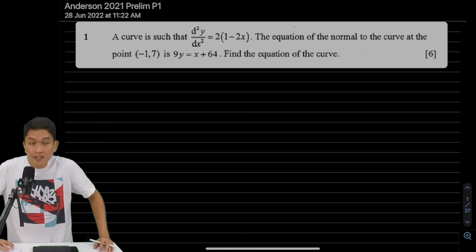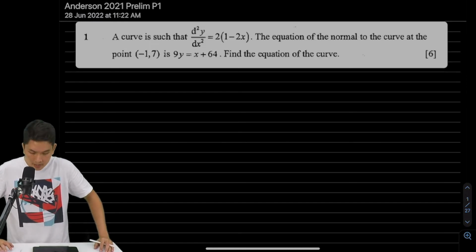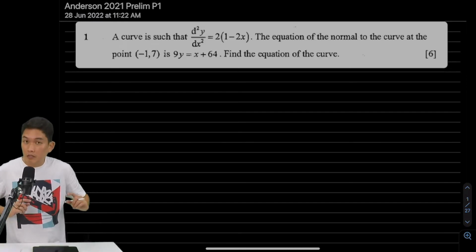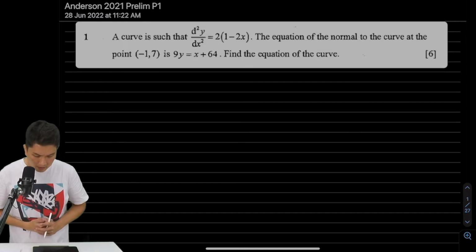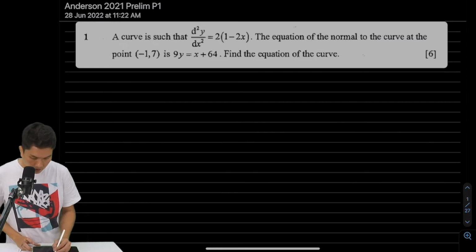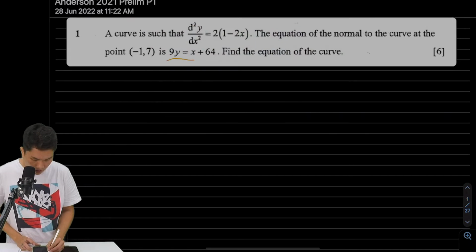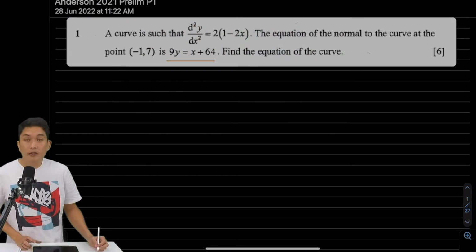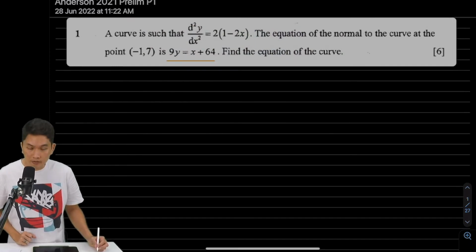A curve is such that the second derivative, d squared y dx squared, is equal to 2 multiplied into 1 minus 2x. And the next clue given to you is the equation of the normal to the curve at the point -1, is 9y equals x plus 64. So that is the equation of a straight line, 9y equals x plus 64. Let me change to orange and underline this. Right, and find the equation of the curve.